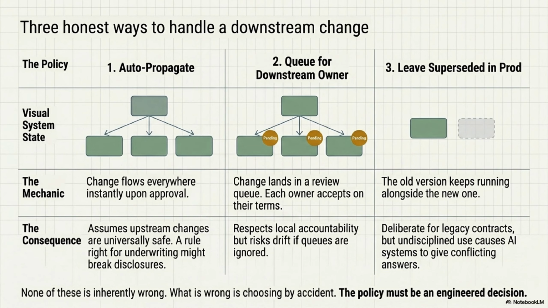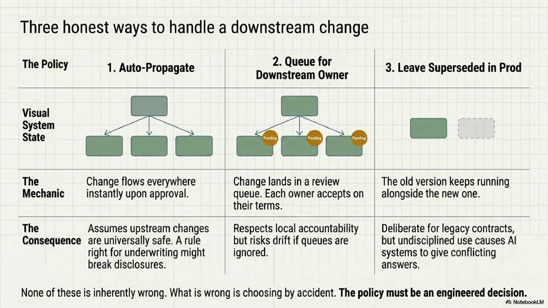There are 3 honest answers, and you have to choose deliberately, because each one has a cost. Policy 1, auto-propagate. The change flows to every downstream consumer the moment it's approved. Fast, consistent. But it assumes the upstream change is always safe for every downstream context, and a definition that's right for underwriting may break a disclosure that's bound by different rules.